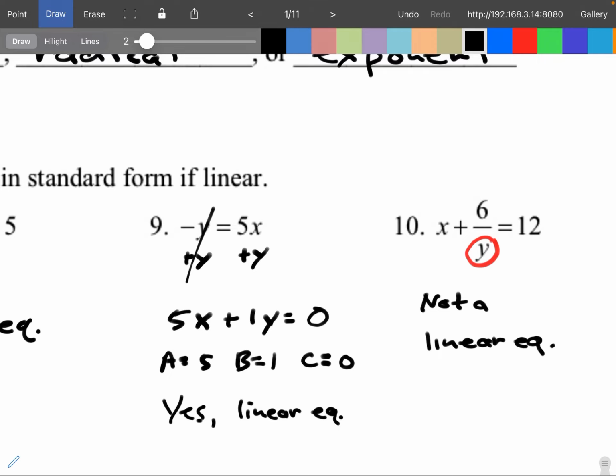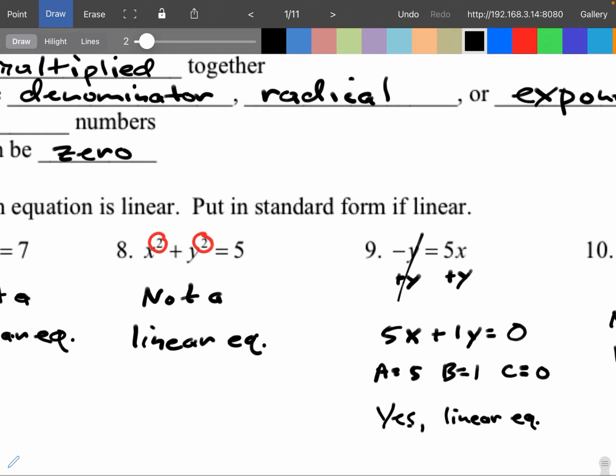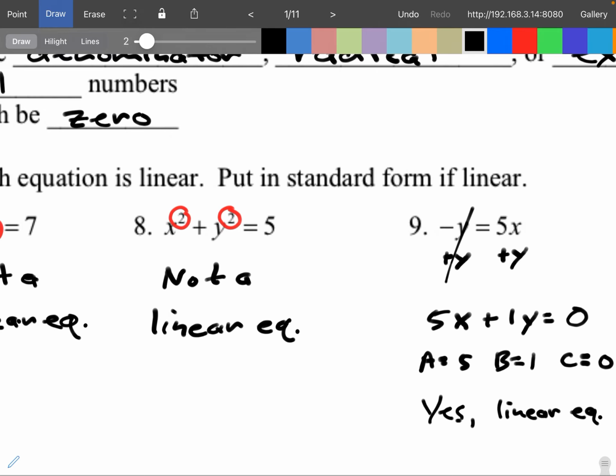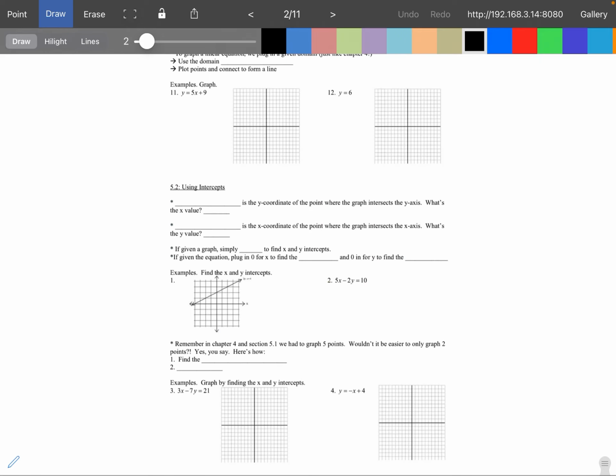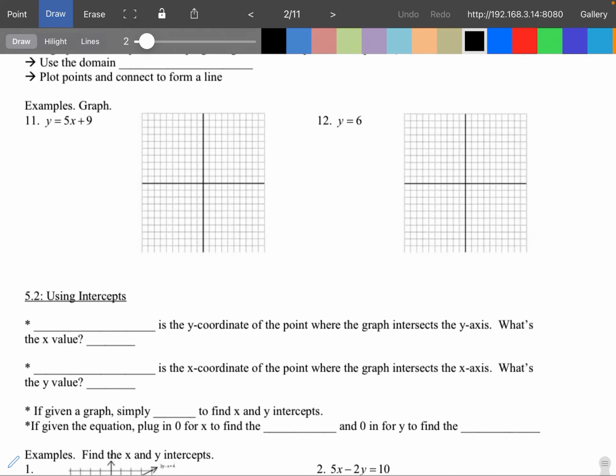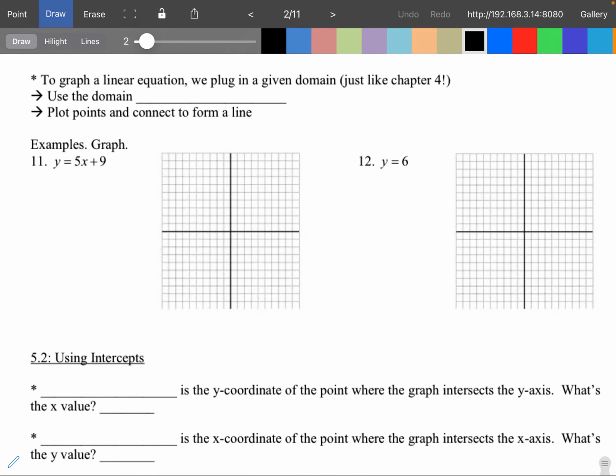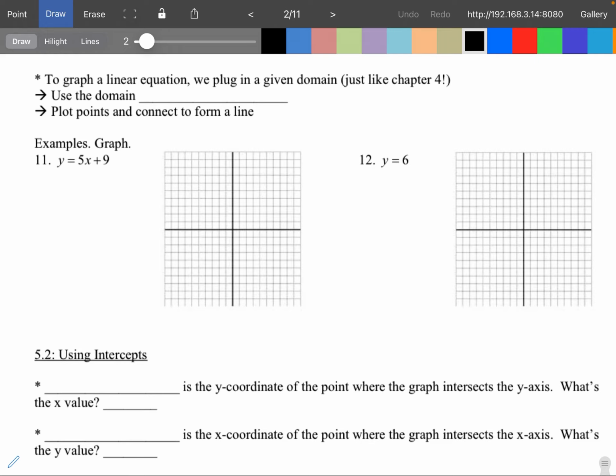All right, what about 10? No, what's wrong with it? Y in the denominator. Yep. You can't have x or y in the denominator. So this one's not a linear equation. We're just about done. What did you get for 8? 8 was the powers on x and y both have to be a 1, so it's no.